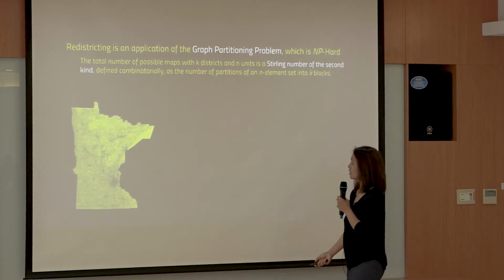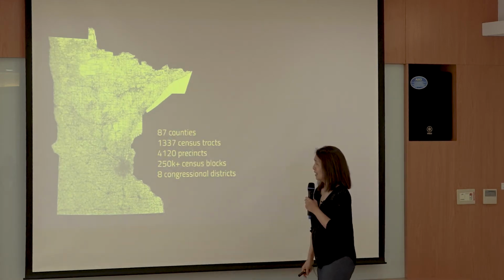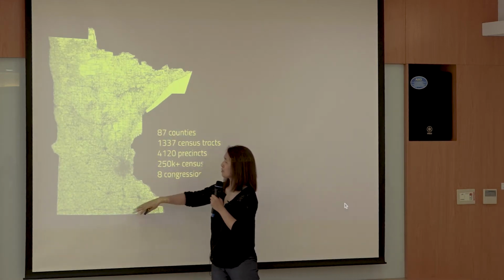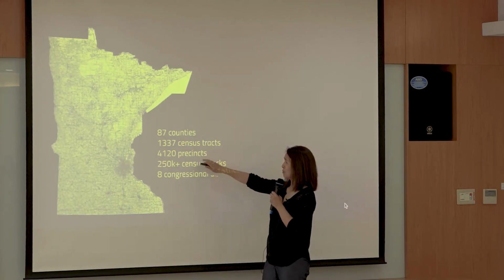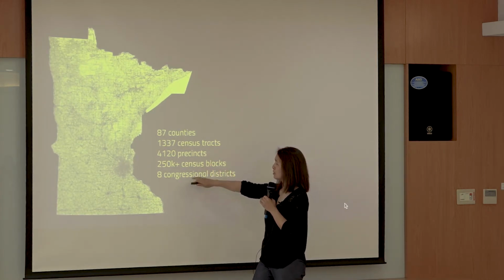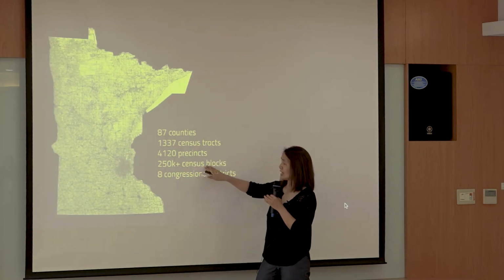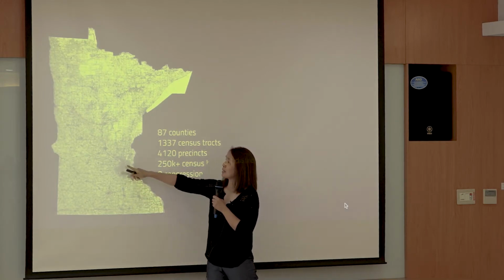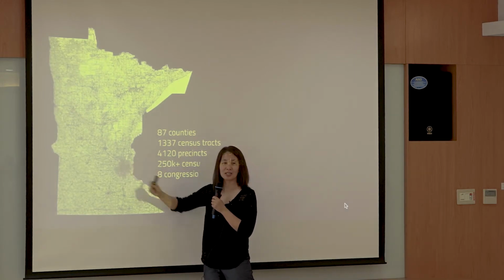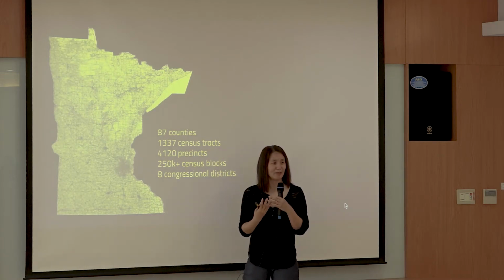So in a real redistricting application, this is the state of Minnesota. You want 8 congressional districts, so you want to take the state and put it into 8 districts. There are 4,000 precincts and 250,000 census blocks. So this is a picture of the census blocks, and we have data at the census block level in the United States. So you can see, if these are my little blocks, and I just have to put them into sets of 8, there's a lot of ways to do that, right?